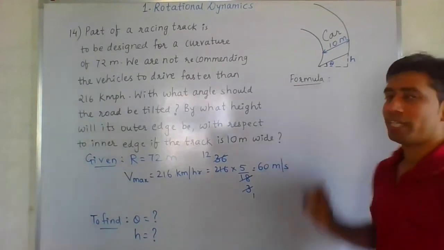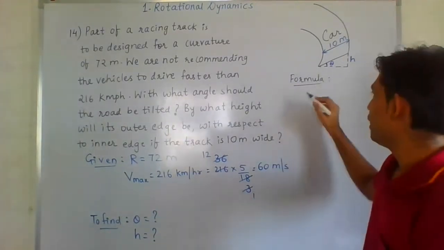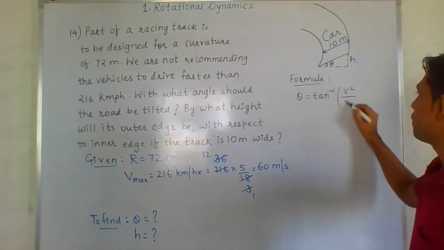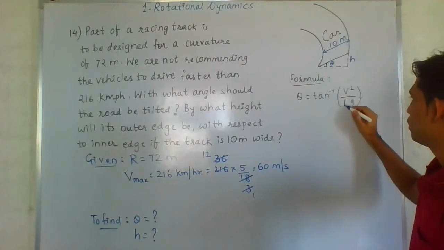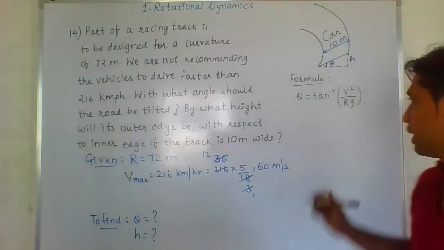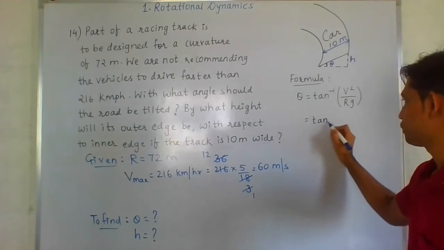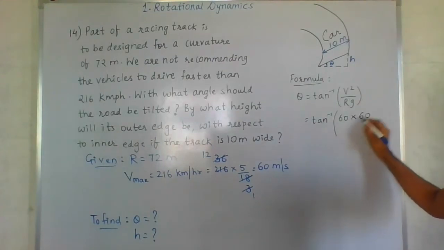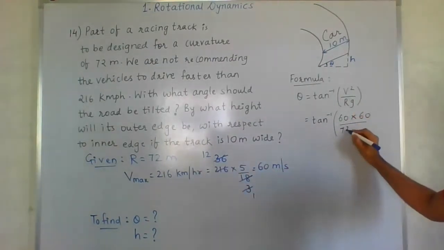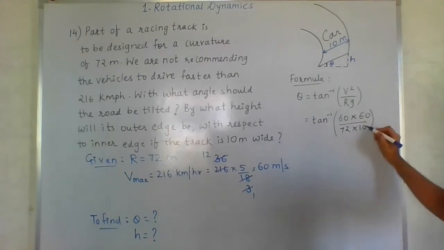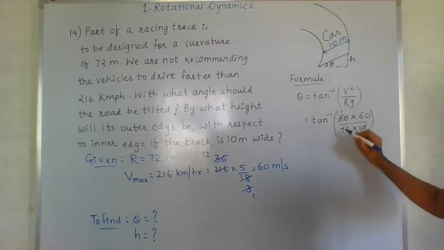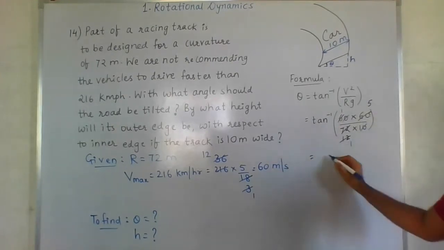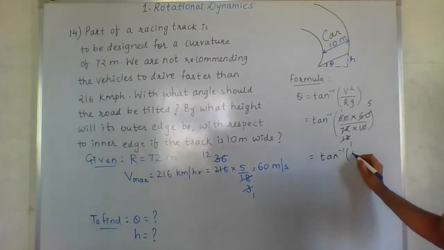Observe the banking of road section. The formula is theta is equal to tan inverse of v squared upon rg. Okay, we will consider the value of g as 10. So let's start this. Tan inverse of v squared, that will be 60 into 60, r value is 72 and g value is 10. So this gets cancelled. 6 ones are 6, 6 twelves are 72, so 12 ones are 12 and 12 fives are 60. So we got tan inverse of 5.